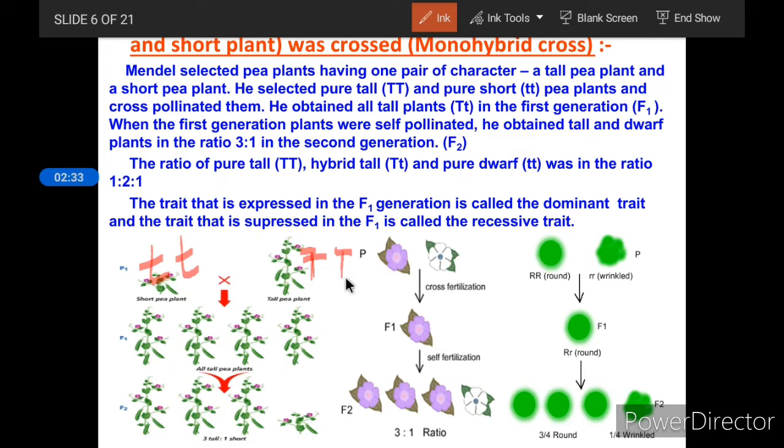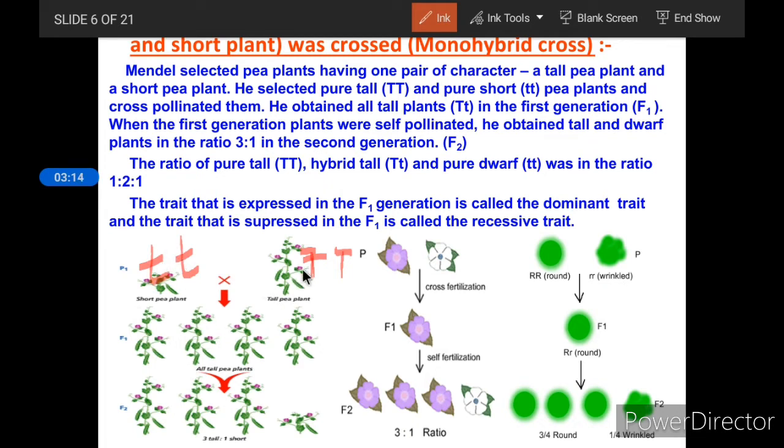So what do we mean by pollination? Transfer of pollen grains from the anther to the stigma. And it is done in another flower, that's why it's known as cross pollination. So these two plants were cross pollinated and he obtained all tall plants in the F1 generation. After crossing, whatever we get is the F1 generation. F is represented here as filial generation. Filial means offspring, so we will be using the term filial in genetics. In the F1 generation, he got all tall plants.